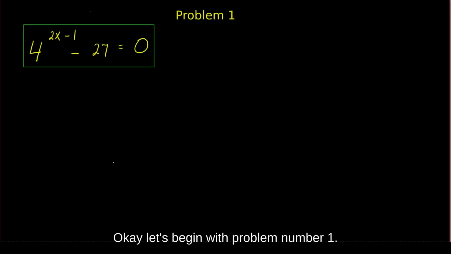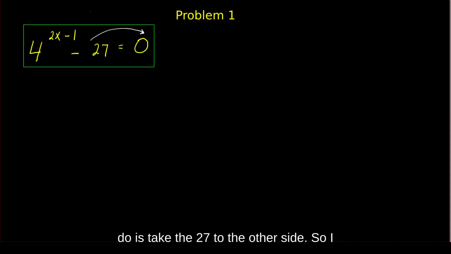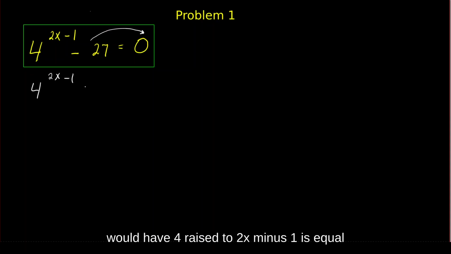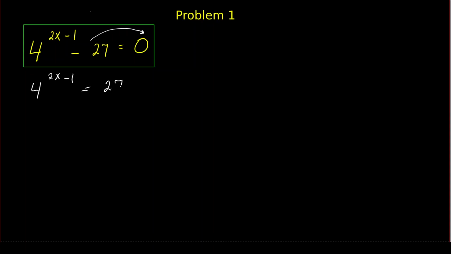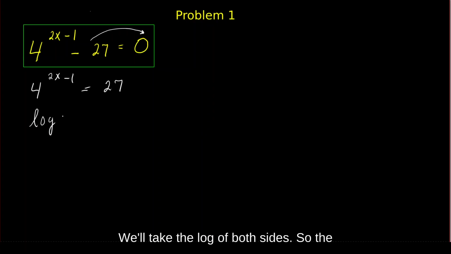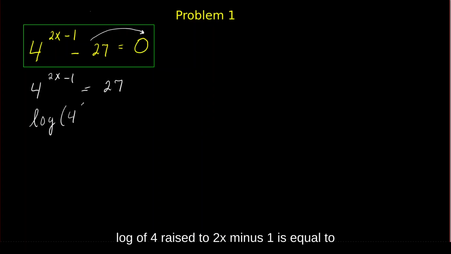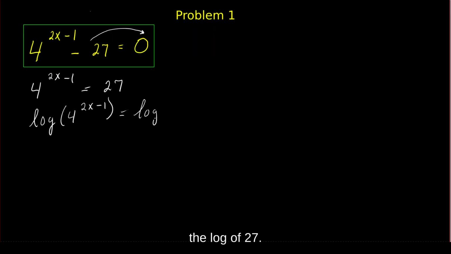Okay, let's begin with problem number 1. We're solving for x from the equation 4 raised to 2x minus 1, minus 27, equals 0. First thing I want to do is take the 27 to the other side. So I would have 4 raised to 2x minus 1 is equal to 27. We'll take the log of both sides. So the log of 4 raised to 2x minus 1 is equal to the log of 27.